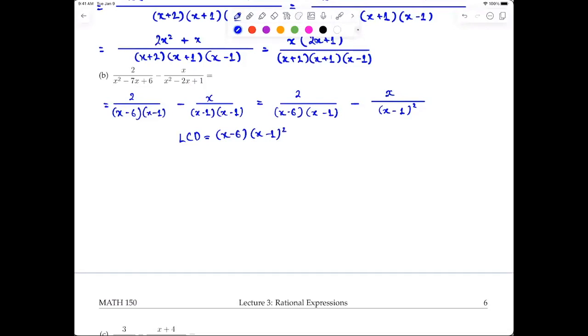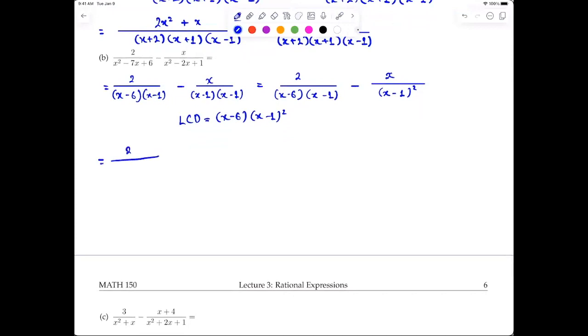You okay with that approach? Any questions? Okay. So you got the LCD. Now the next step is to make the denominators the same as the LCD. So x minus 6, x minus 1, what is missing from this denominator? Another x minus 1, right? So you multiply top and bottom by x minus 1 for the first rational expression. What is missing in the second term, or the second expression? x minus 6. So you multiply the top and bottom by x minus 6. Okay. So here's what we do.